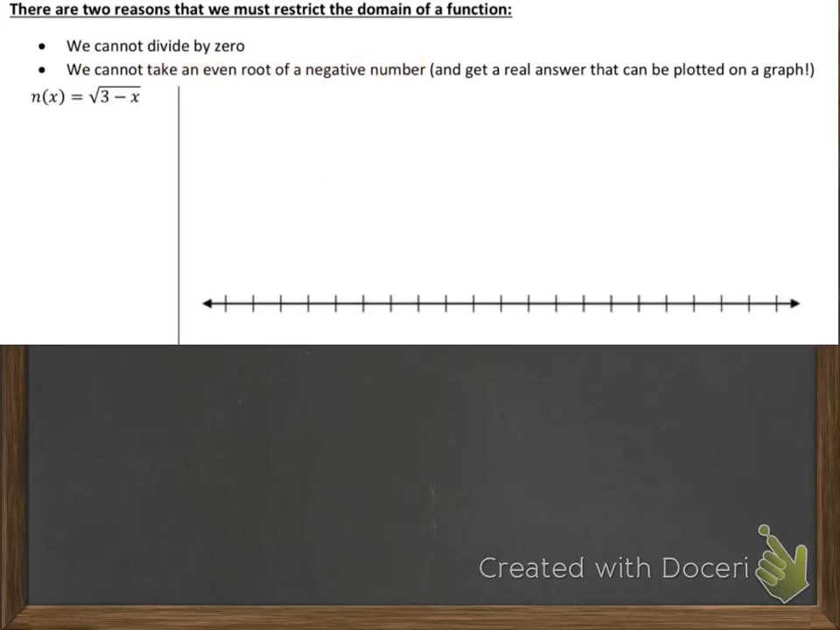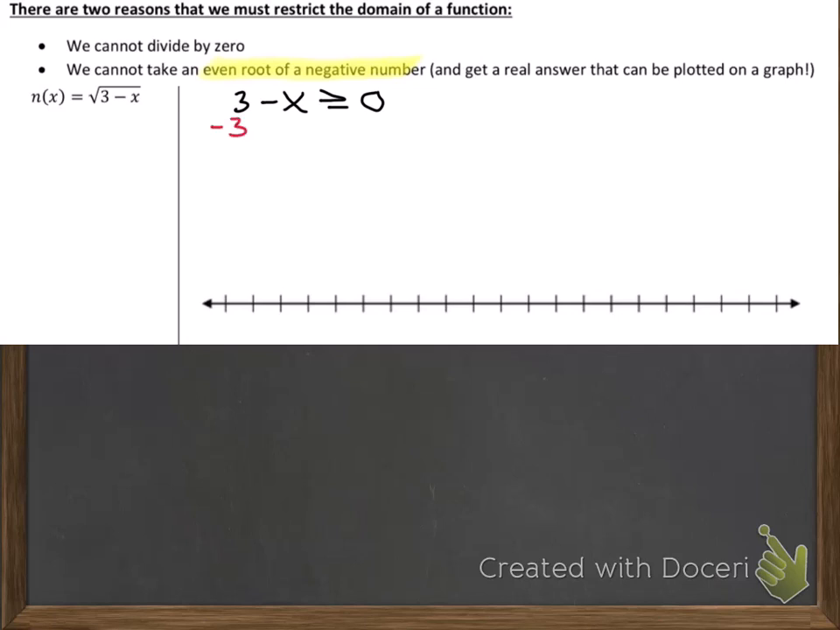Let's do another one. Again, we don't have to worry about dividing by 0 here. There is no variable in the denominator. However, we do have that root problem, right? We say that 3 minus x has to be greater than or equal to 0. Again, it can be positive. It can be 0 because the square root of 0 is 0. What it can't be is negative. Okay? So this one's a little bit more challenging.